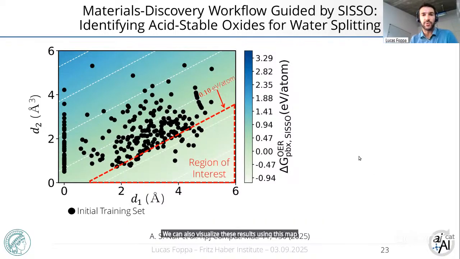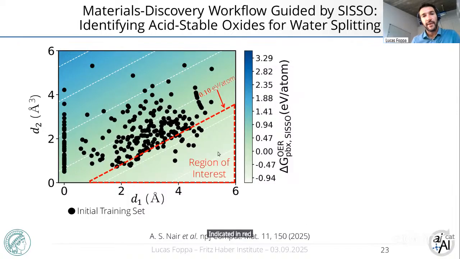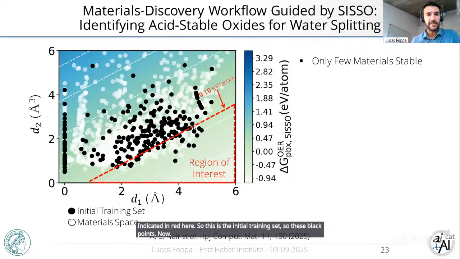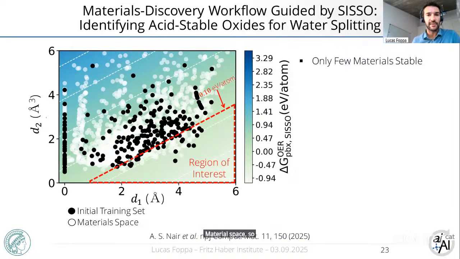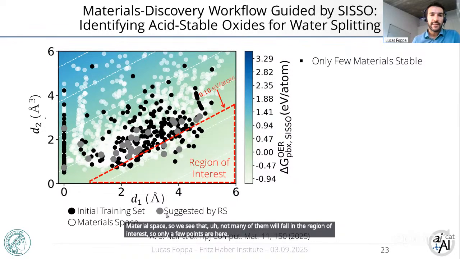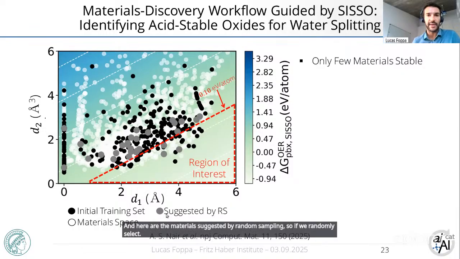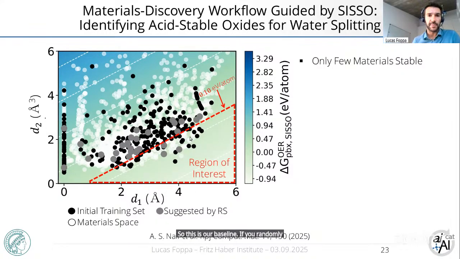So this is the map I showed you before. The region of interest is the region of low delta G Pourbaix, indicated in red here. This is the initial training set, these black points. Now I show you the candidate material space. We see that not many of them will fall in the region of interest. Only a few points are here. And here are the materials suggested by random sampling. If we randomly select materials from this space, this is our baseline, they're mostly falling in the unstable region.